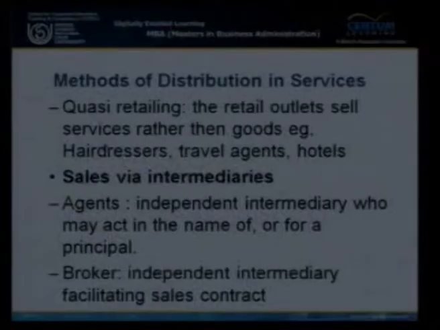The next method we have is quasi-retailing. Quasi-retailing is a retail outlet that sells services rather than goods. For example, hairdressers, travel agents and hotels. These are known as quasi-retailing.